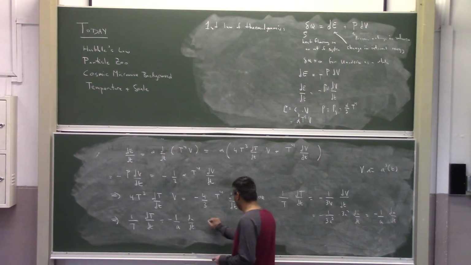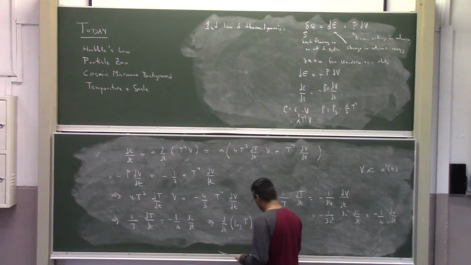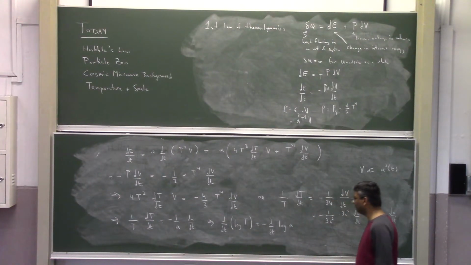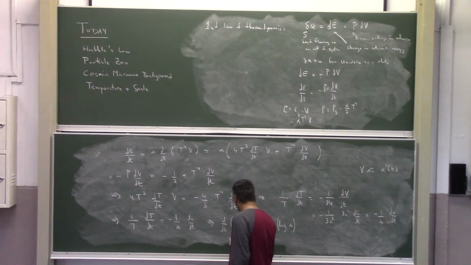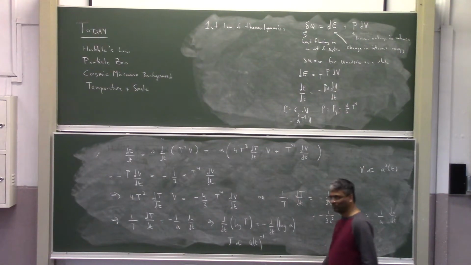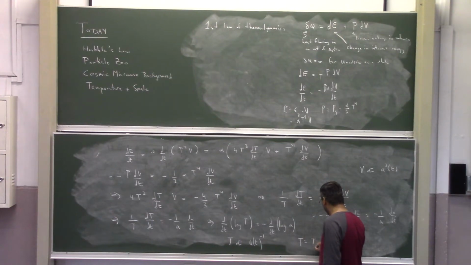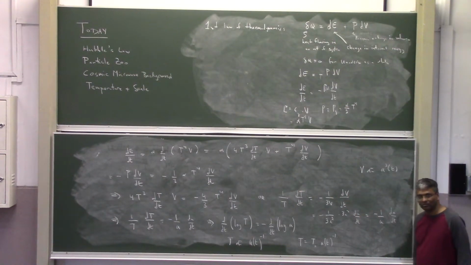So let's integrate this. This tells us that d/dt of log p is minus d/dt of log a. Or p is proportional to a of t inverse. So we can write a formula then: temperature is the temperature today times a of t inverse.